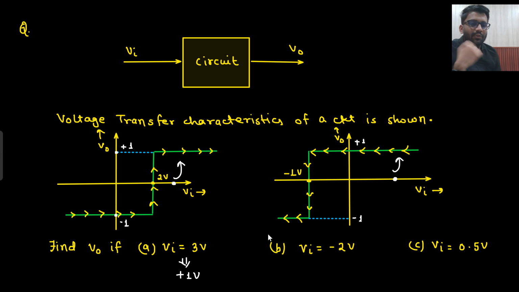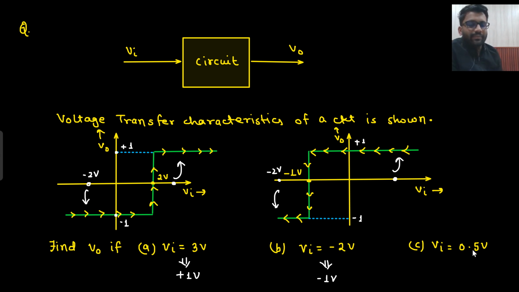Now Vin equals minus 2 volt. Where will minus 2 volt be? In this graph it will be somewhere here, and this graph says that output should be minus 1 volt. In the other graph, minus 2 volt will be somewhere here, and this graph also says that output should be minus 1 volt. So yes, the output will be minus 1 volt. There is no doubt about that.